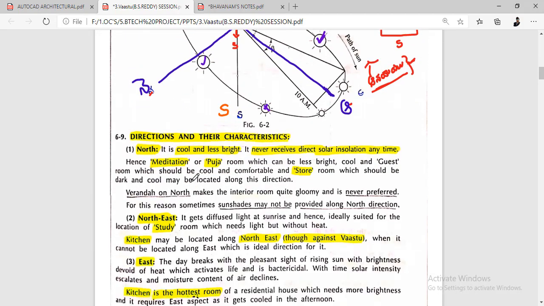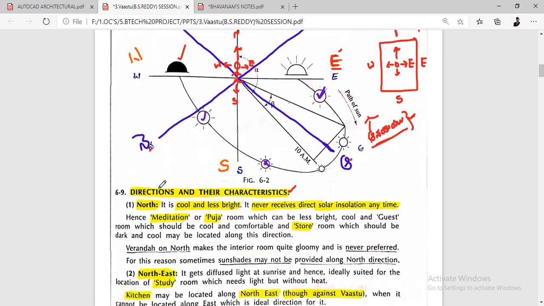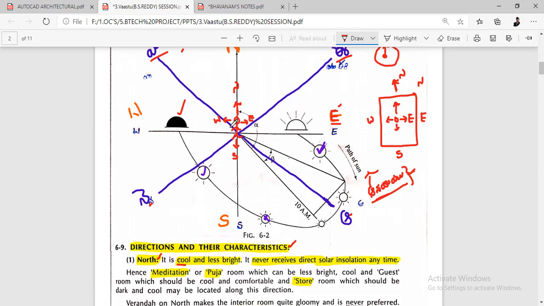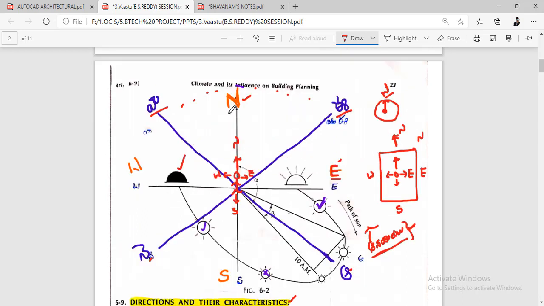So come to here, direction and their characteristics. If suppose you just imagine it is a north. North is cool and less bright. Why do they call it cool and less bright? See this is north, this total portion is north. The sun goes from east to west only, in this direction, but the sun never travels to this direction. Due to that it will be cool and less bright. Brightness is also not that much.